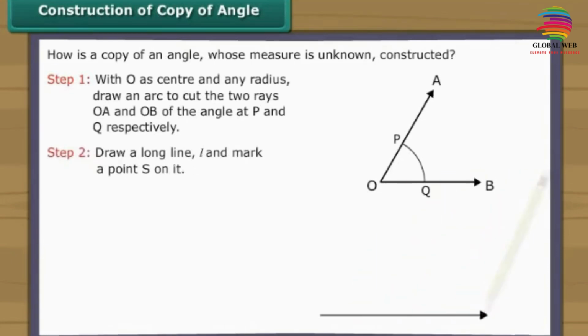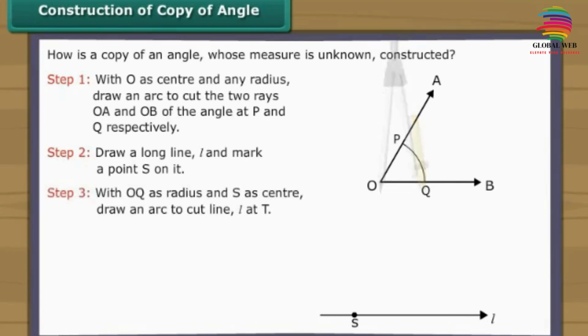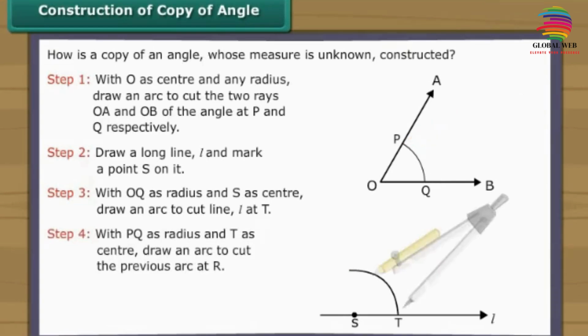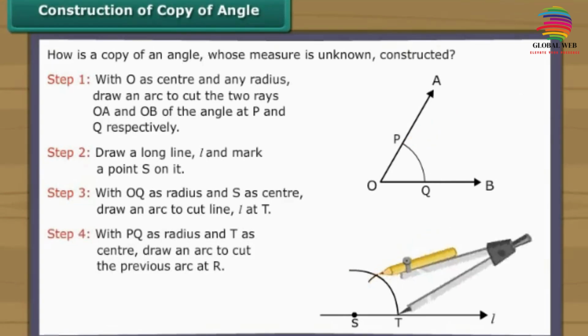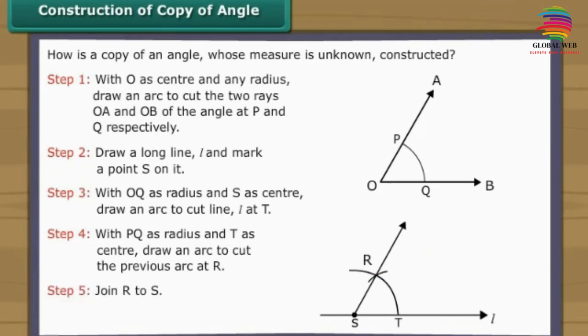Draw a long line L and mark a point S on it. With OQ as radius and S as center, draw an arc to cut line L at T. With PQ as radius and T as center, draw an arc to cut the previous arc at R. Join R to S. Angle RST is equal to angle AOB.